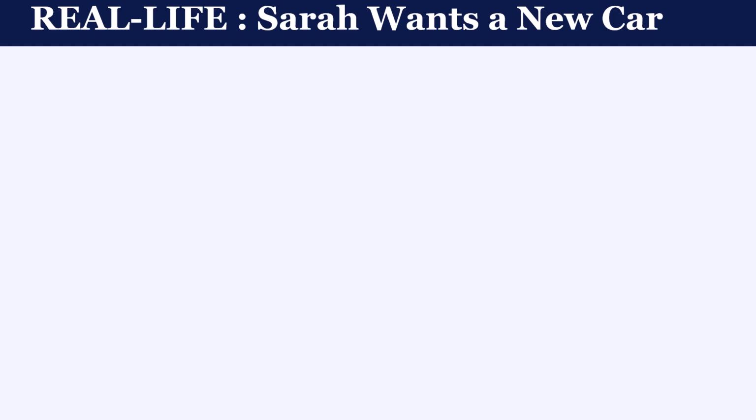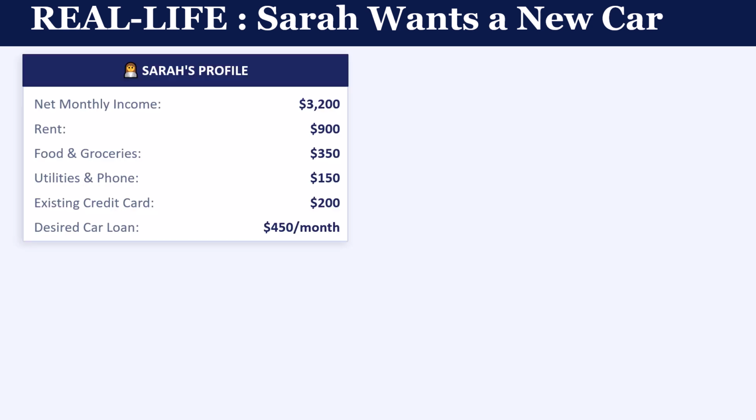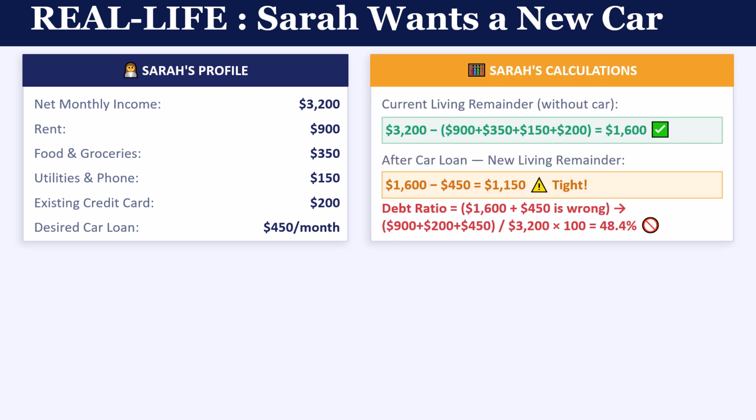This is a real life example. Sarah wants a new car. This is the profile of Sarah, the real data information. She gets 3,200 a month. The rent 900, the food and grocery 350, utility and phone 150, existing credit card 200, desired car loan 450 a month.